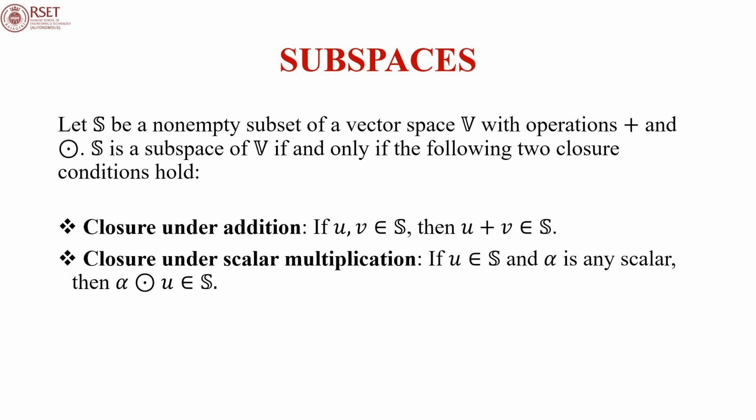And the second condition is closure under scalar multiplication. That is, if U belongs to S and alpha is any scalar, then alpha dot U belongs to S. So these are the two conditions satisfied by a subspace of a vector space.